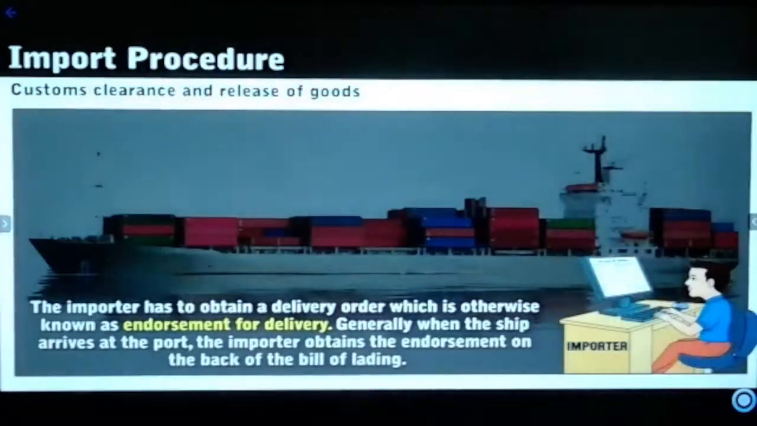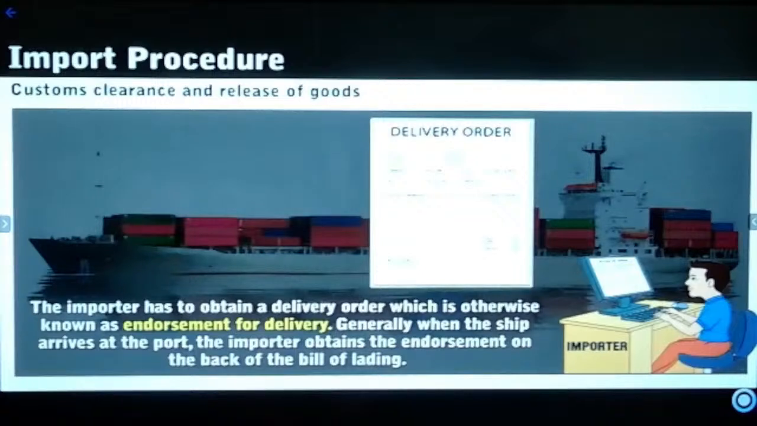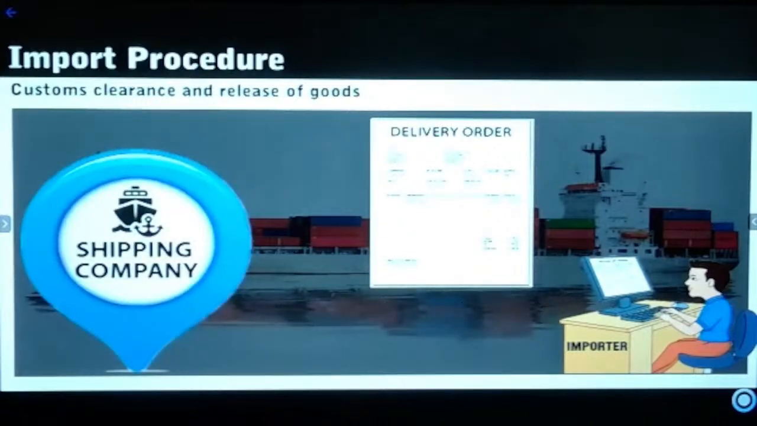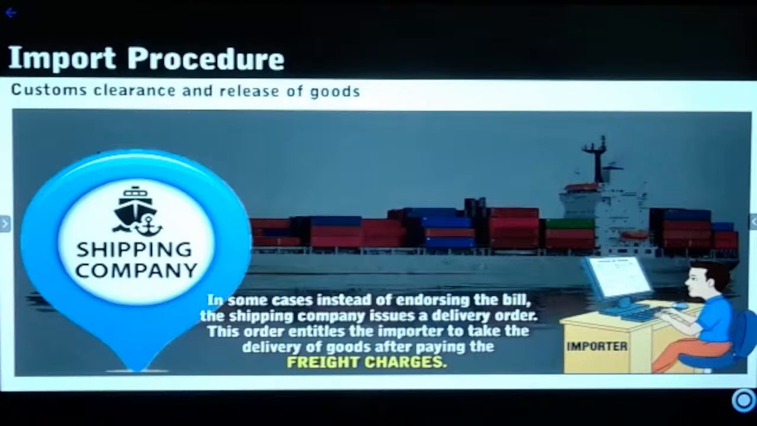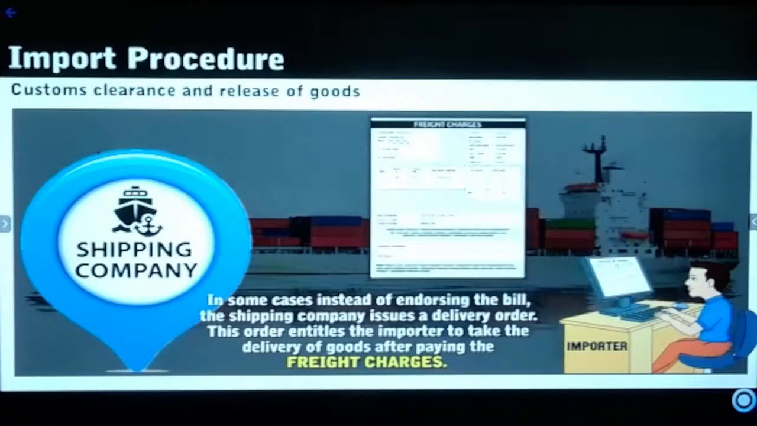Firstly, the importer has to obtain a delivery order, which is otherwise known as endorsement for delivery. Generally, when the ship arrives at the port, the importer obtains the endorsement on the back of the bill of lading. This endorsement is done by the concerned shipping company. In some cases, instead of endorsing the bill, the shipping company issues a delivery order. This order entitles the importer to take the delivery of goods after paying the freight charges.